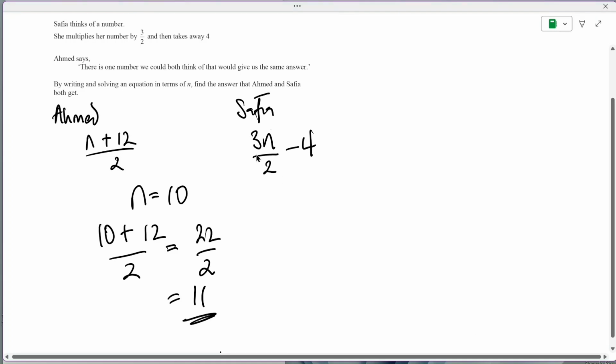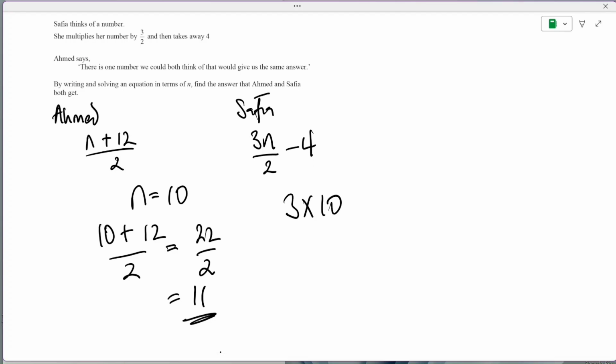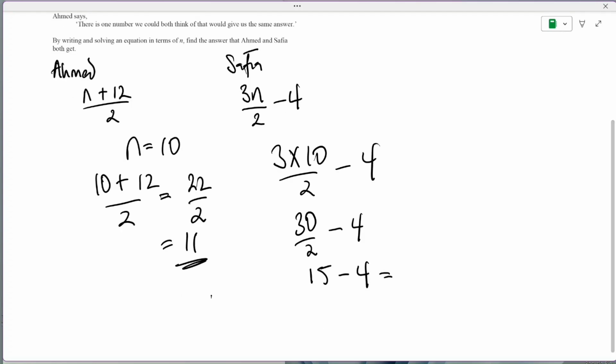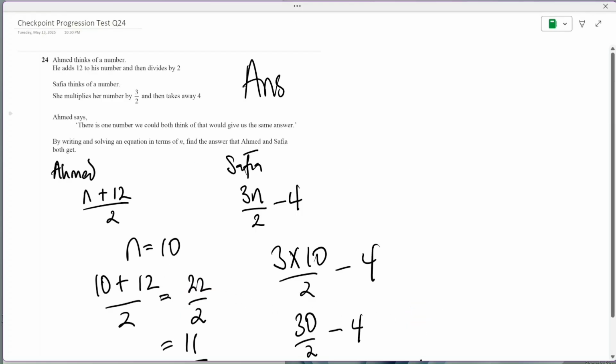Let's see for Sofia if our answer is also 11. For Sofia, we have 3 times the number over 2, then you subtract 4 from the result. So for Sofia, you have 3 times 10 over 2 minus 4. 3 times 10 is 30 over 2 minus 4. 30 divided by 2 is 15 minus 4. 15 minus 4 is 11. So we see that if they take 10 as the number, they both get 11. This shows that they will both get the same answer of 11 when they take their n as 10. So the answer to this question is 11 and not 10.